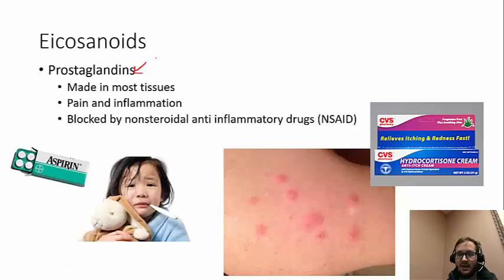Most tissues make this type of hormone. It's responsible for pain and inflammation. It also makes you feel itchy, and so here you can see pain and inflammation or itchiness. So you can take something like aspirin, or you can take something like hydrocortisone, and it makes that go away.